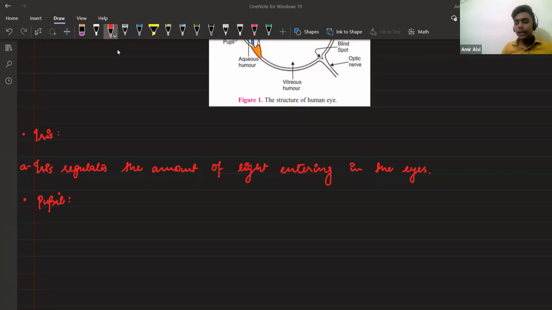So that's why the pupil's function is basically to control the amount of light that is coming in. If the light is less, it expands. If the light is more, it will shrink. Okay.